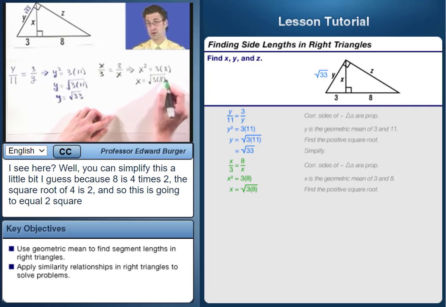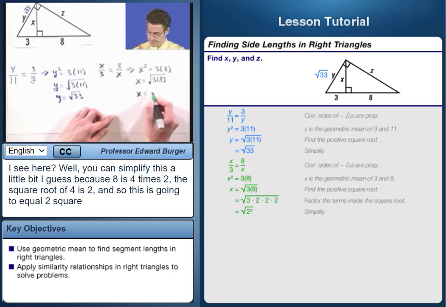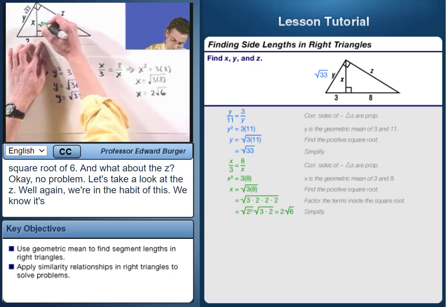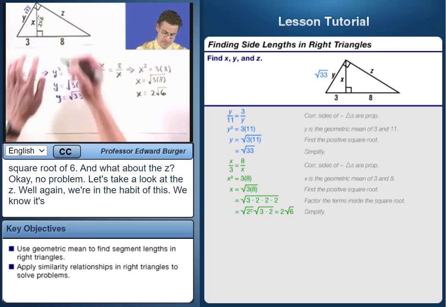And what about the z? Okay, no problem. Let's take a look at the z. Well, again, we're in the habit of this. We know it's going to be some kind of interesting mean, and let's see what kind of mean it's going to be. Well, in fact, this one's going to work out quite nicely because so many numbers are already known that I'm in great shape, because what I can say here is the following.